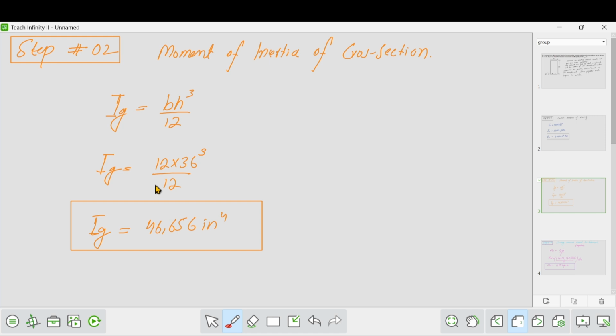Now we will calculate the moment of inertia of the cross section. From the figure, we find b and h. b is 12 inches and h is 36 inches. So if I plug in these values, I will get the gross moment of inertia of that specific section, which is 46,656 inch to the power 4.